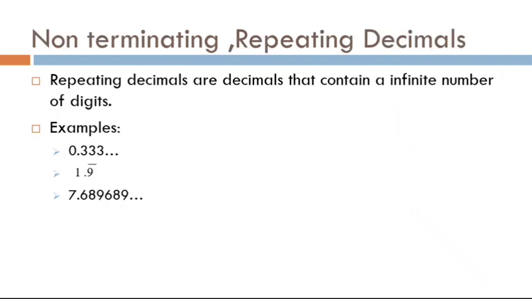Then one more classification we have, that is non-terminating and repeating. If the rational number is non-terminating, then it will be repeating. What does it mean? See here the example 0.333. This is also a rational number. This is a decimal expansion of 1 by 3. 0.333 is a decimal expansion of 1 by 3.